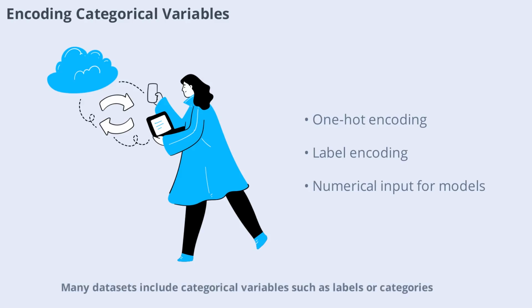Many datasets include categorical variables such as labels or categories. Machine learning algorithms require numerical input, so encoding these variables is necessary. Common encoding methods include one-hot encoding and label encoding. One-hot encoding creates binary columns for each category, while label encoding assigns a unique number to each category. Choosing the right method depends on the nature of your data and the algorithm you're using.